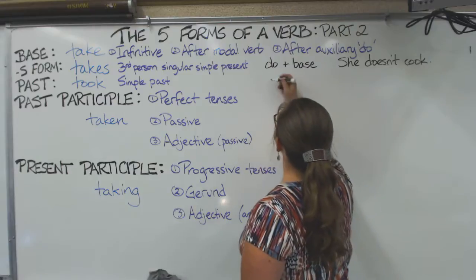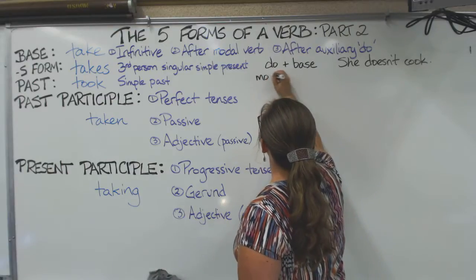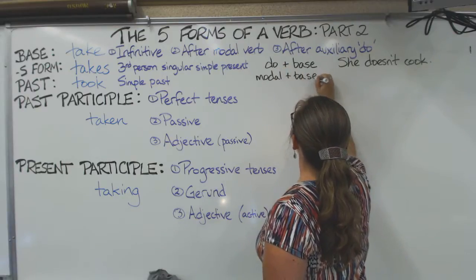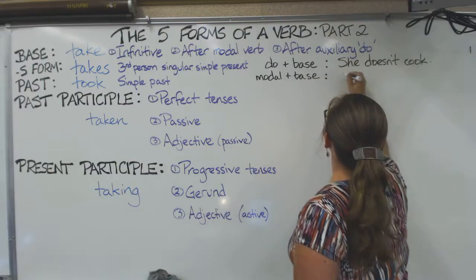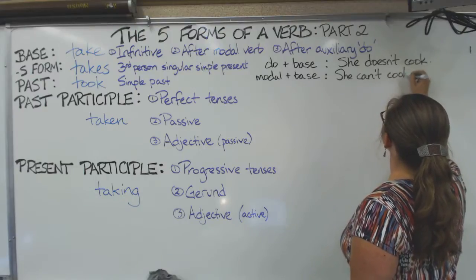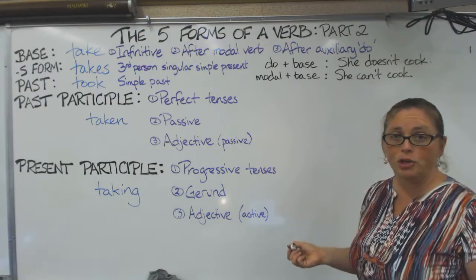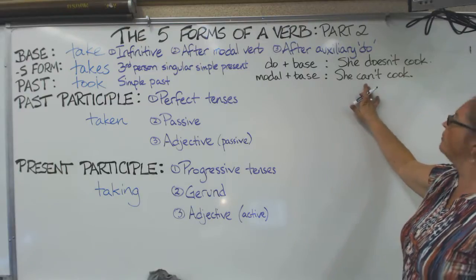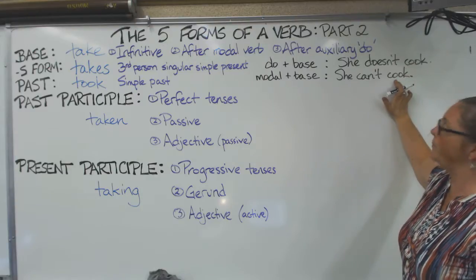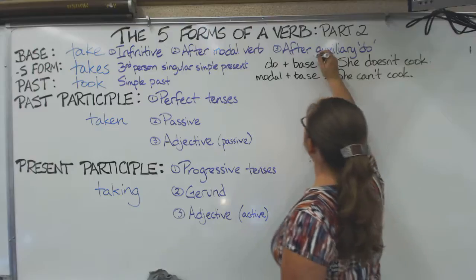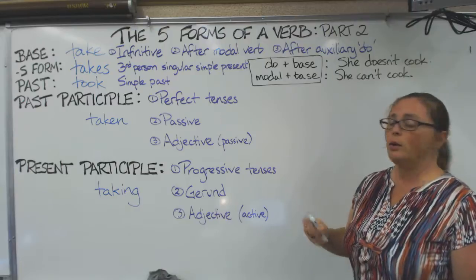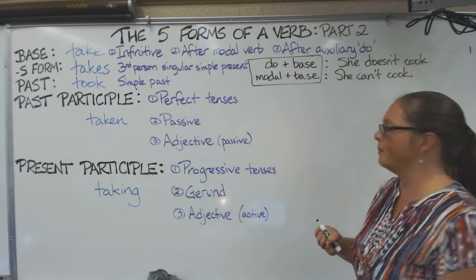Another time you want to use the base form is with a modal verb. If you say she can't cook, this is a modal verb followed always by a base form. All right, so these are the situations when you need to remember to use the base with certain auxiliary verbs.